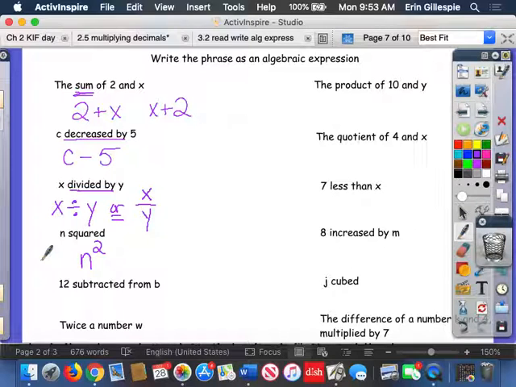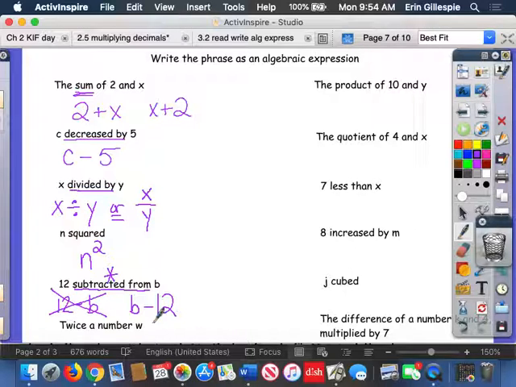All right, hopefully you had success trying those. So 12 subtracted from B, that's one of those tricky ones. It is not this. Wrong. It's in the order of the sentence? No, it's reversed: the B is going to come first and then minus 12. And that's the only way you can write that one because it's a subtraction phrase.